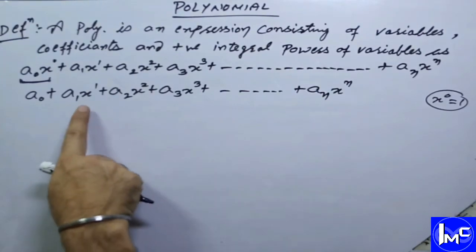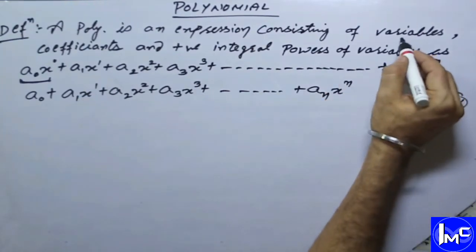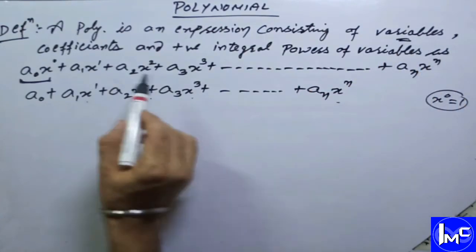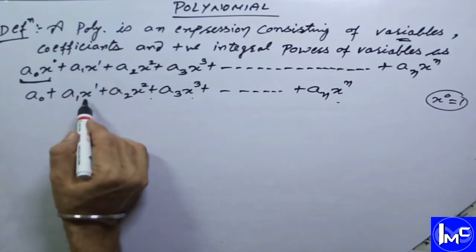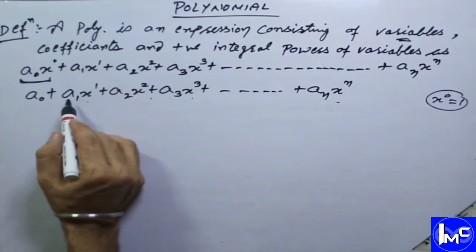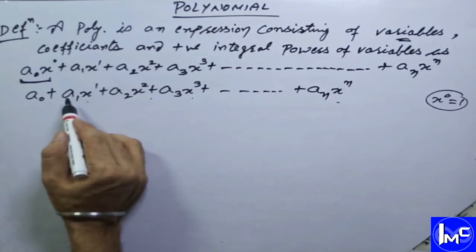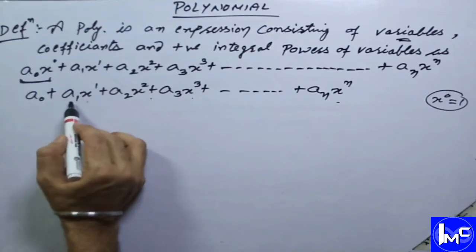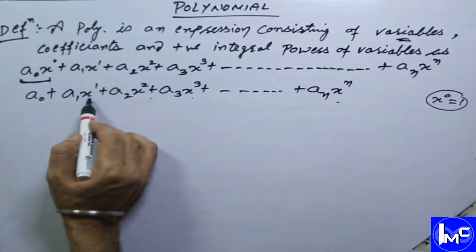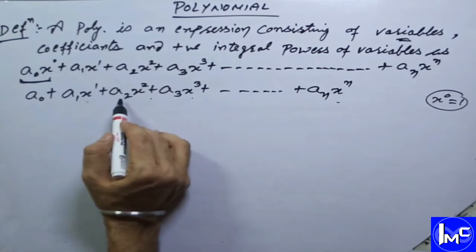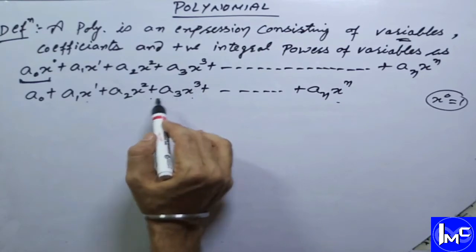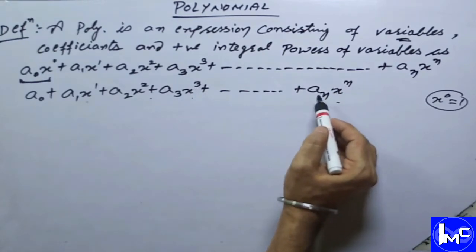Now we will discuss the definitions. Variables. Variable is x. Coefficients. Coefficients are the multiplication of the variable with a number. That number is called the coefficient. We can say the coefficient of x is a1, coefficient of x square is a2, coefficient of x cube is a3, and so on. Coefficient of x raised to power n is an.